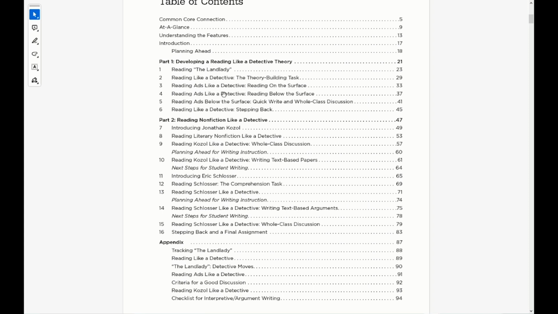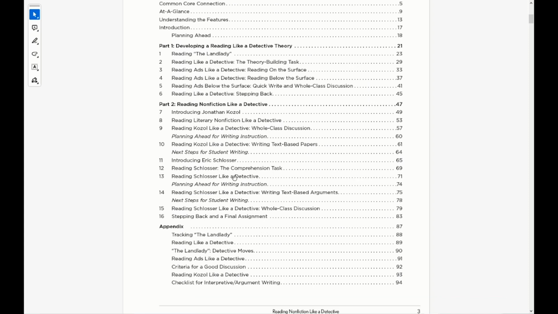And then students move into a bit of work with some advertisements. You'll need to select some advertisements in advance for this work, and I'll talk through that in a moment as well. That's the first little project that students do, is they get to examine those advertisements, think about them and the on the surface message, as well as the below the surface messages of those ads. And then we move into the first of two nonfiction texts.